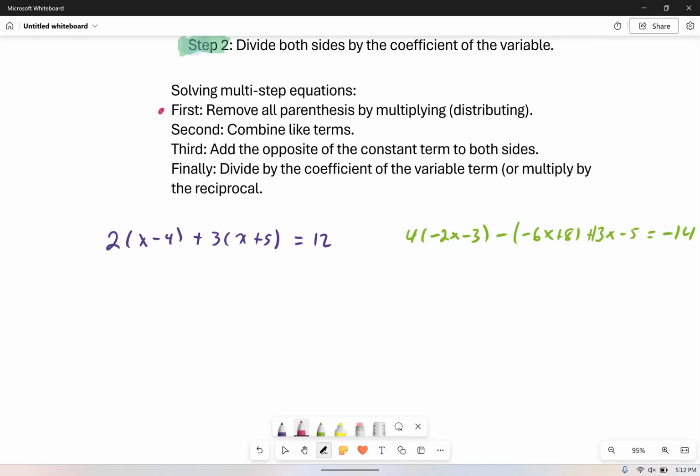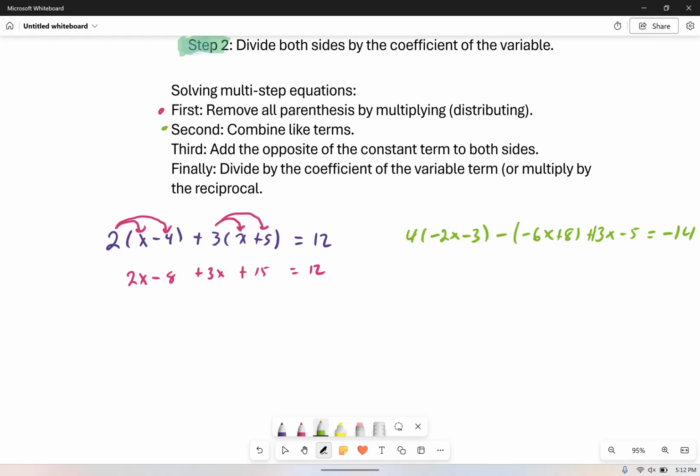It says remove all parentheses by multiplying. So I'm going to multiply 2 times x and 2 times -4, and that's going to give me 2x minus 8. Then I'm going to multiply 3 times x. You have to remember your signs here. Positive 3x, positive 15 equals 12. That was the first thing I'm supposed to do.